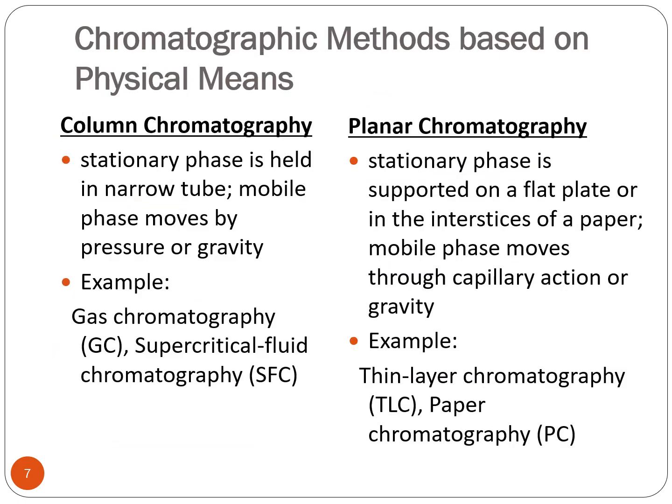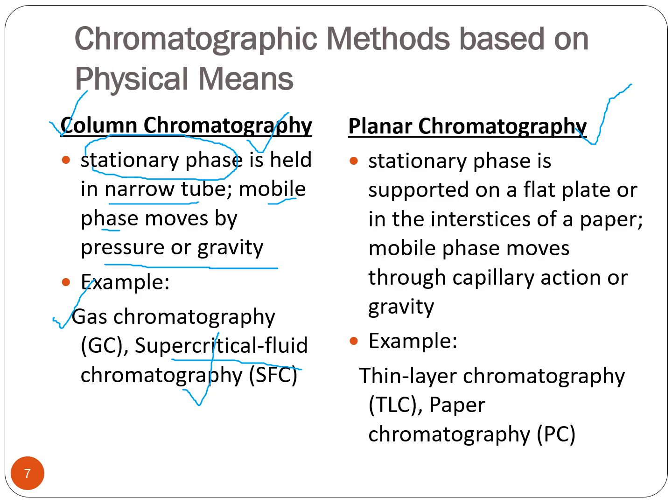We have column chromatography and also planar chromatography. Okay, for column chromatography, dia punya stationary phase is held in narrow tube, manakala mobile phase dia is moved by pressure or gravity. Yang macam saya tunjuk tadi adalah narrow tube lah. Stationary phase dia berada dalam narrow tube. Sebab tu dipanggil column chromatography. Contohnya adalah GC, gas chromatography ataupun supercritical fluid chromatography.